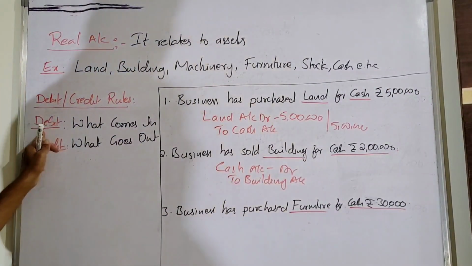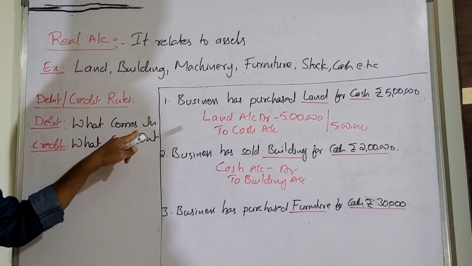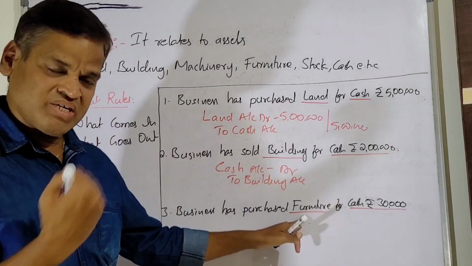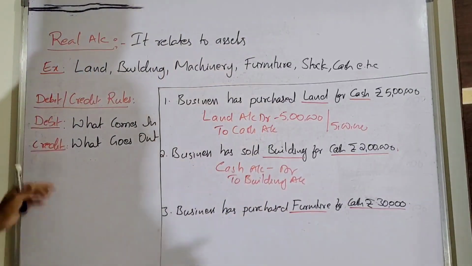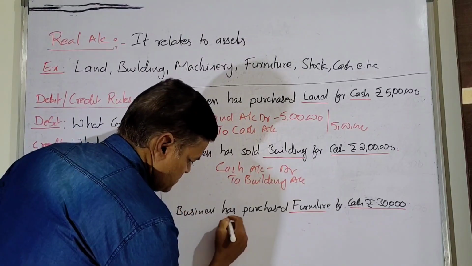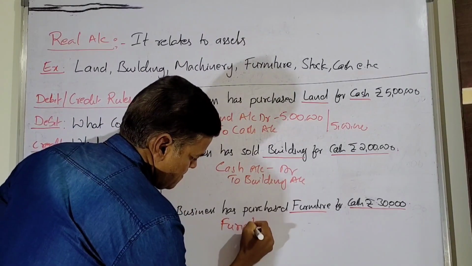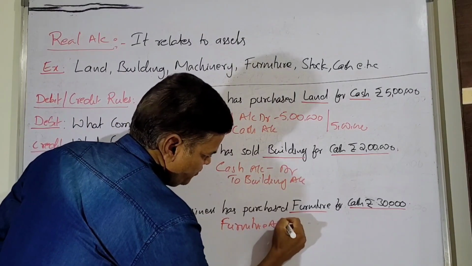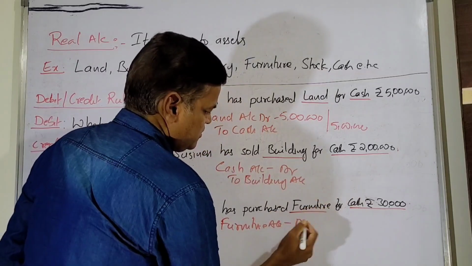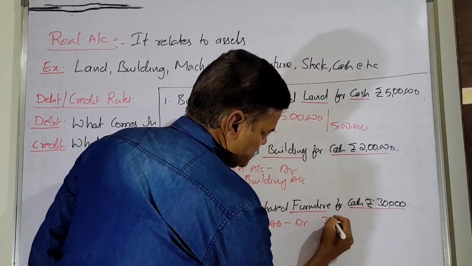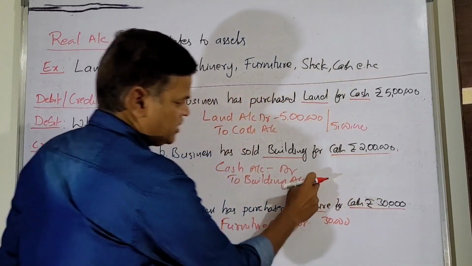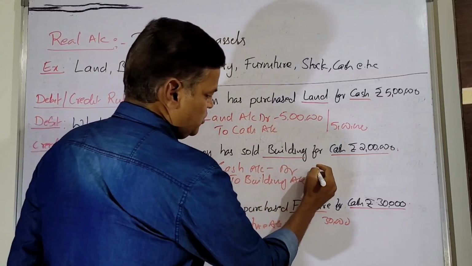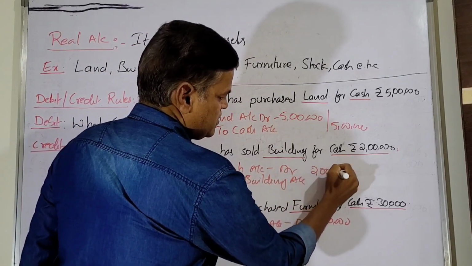According to real account, when we have to write debit, what comes in debit? What is coming in? Furniture is coming in. Hence, we can write furniture account debit. What is the worth? 30,000. So here I forgot to write the amount. Here, 2 lakhs.